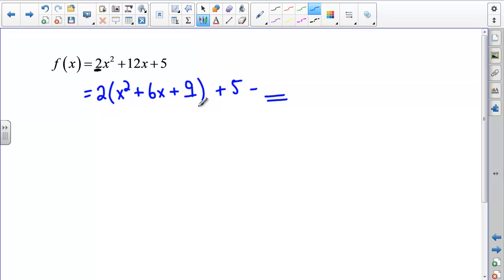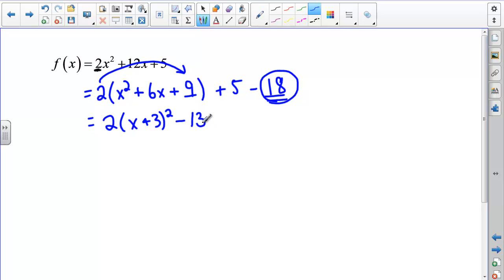But in reality, I'm not adding 9 here, I'm adding 2 times 9, which is 18. So over here, I need to subtract 18. So again, half of 6 is 3, 3 squared is 9. I don't put a 9 here in this blank because I'm doing 2 times 9, which is 18. When I factor, it becomes 2 times (x plus 3) squared. 5 minus 18 is -13.